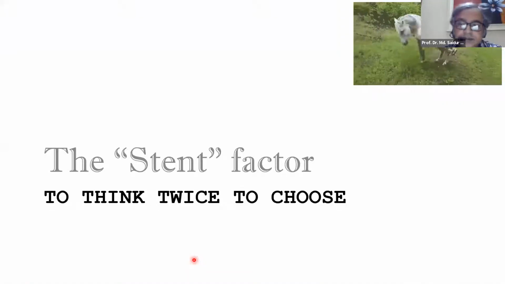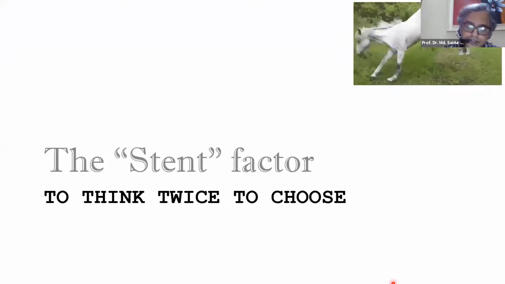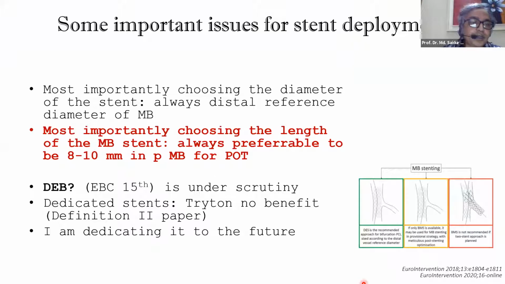Now comes the stent. The stent factor is where you have to think twice, otherwise you will have these sorts of situations. Most importantly, choosing the diameter of the stent is very important, because in some cases the distal MB, the distal main branch, is sometimes diseased, and it is very unpredictable which diameter of stent will take across from the proximal MB to the distal MB. So the thumb rule is that the distal reference diameter of the main branch is the mainstay.